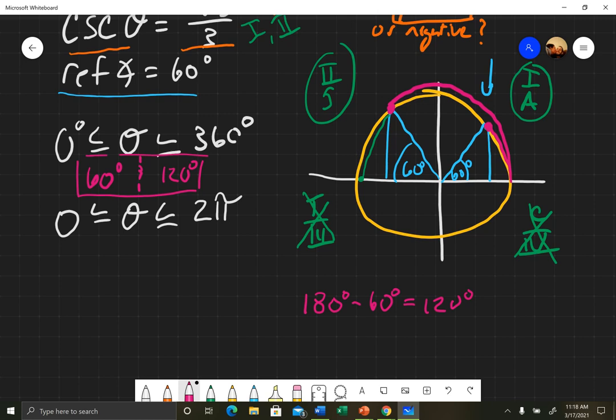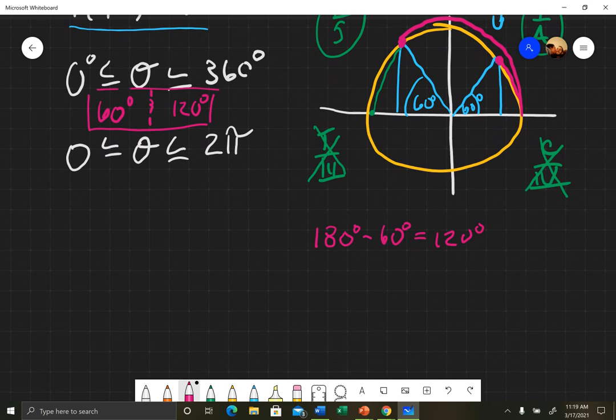Now we've got to find the 2 radian measurements. And now there are 2 ways that we can do this. We can take these degree measurements and plug them into our calculator, our formula, right?